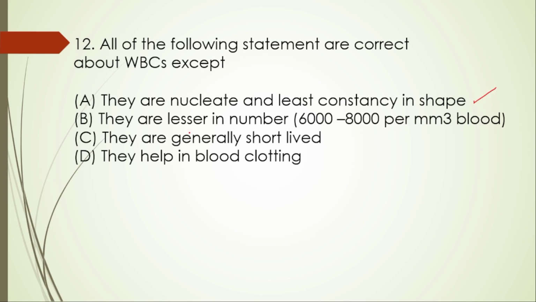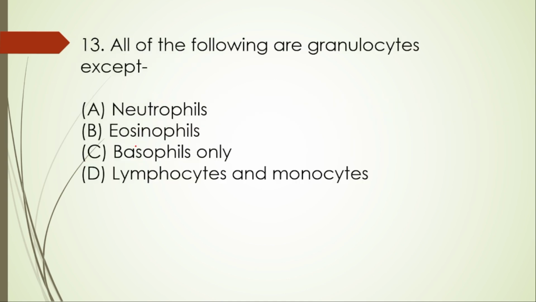Next, they are lesser in number, that is 6000 to 8000 per mm³ of blood. Yes, this one is also right. And then C, they are generally short lived. Yes, of course this one is also right. D, they help in blood clotting. This one is incorrect because they are not responsible for blood clotting, because WBC primarily function in the immune system to fight infection. So this is the wrong one. Here the right option is option D.